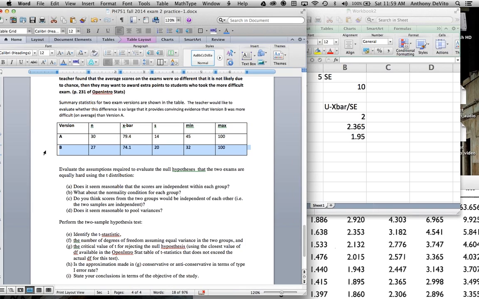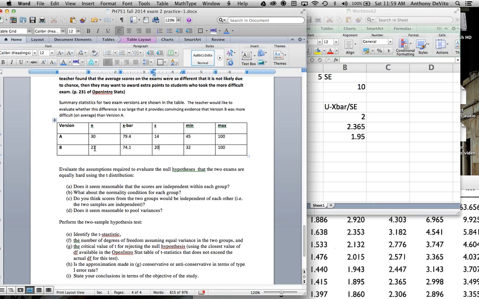In order to test the two versions of the exam, the teacher gave a group of 30 randomly selected students version A, and she gave a randomly selected group of 27 students version B. As it turns out, the average result was 79 on exam A, and it was 74 on exam B. Now, she calculated a standard deviation for the scores of those 30 students, and a standard deviation for the scores of these 27 students.